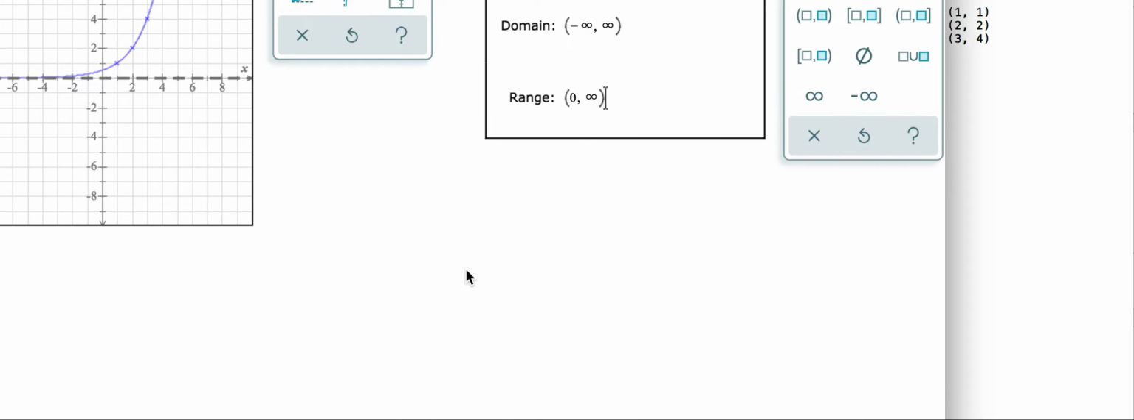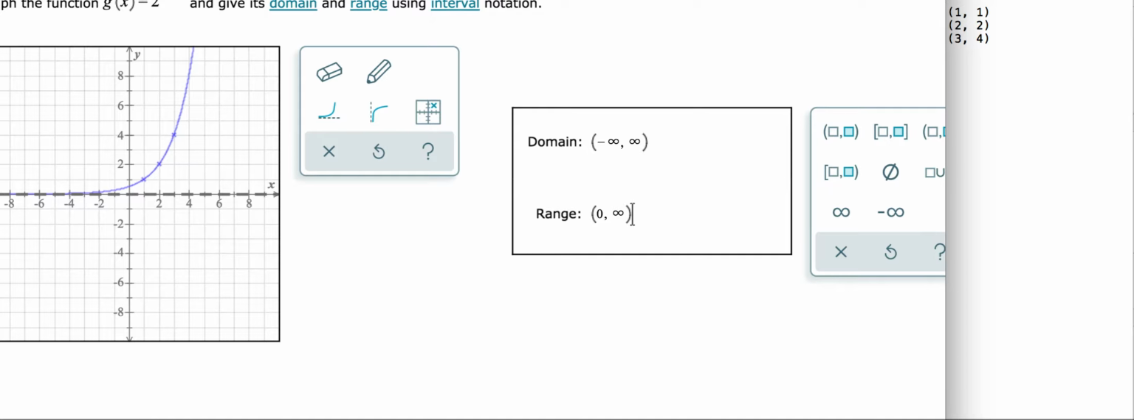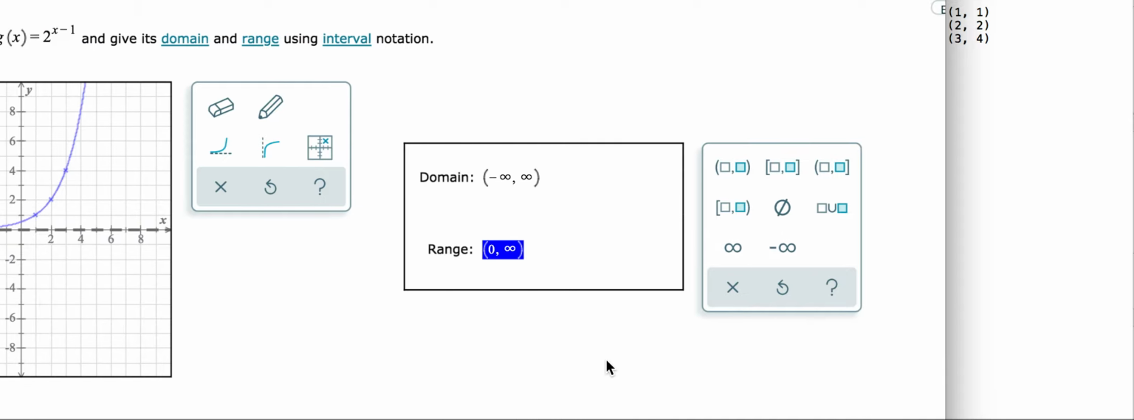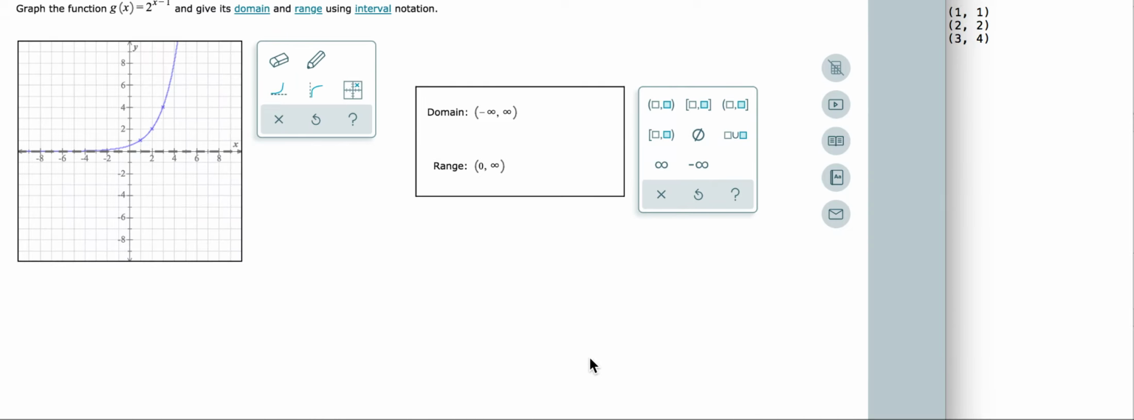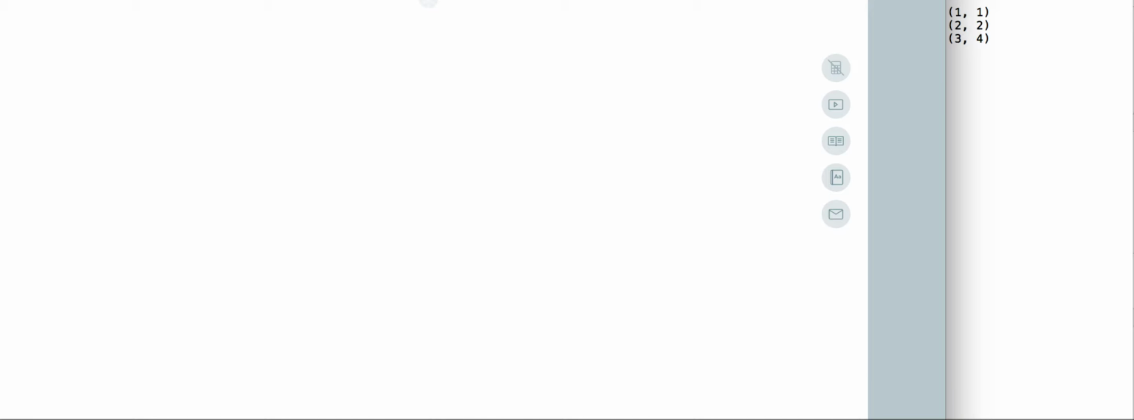Okay, so let me see if I can submit this. You can just hit enter. I'm zoomed in here. Oh, it's down off the screen. If I hit check, it's got to mark correct. Okay. Let's see if I can find a different one.